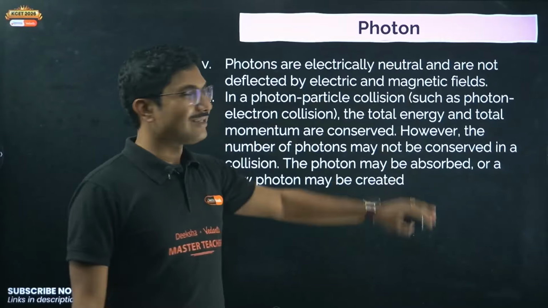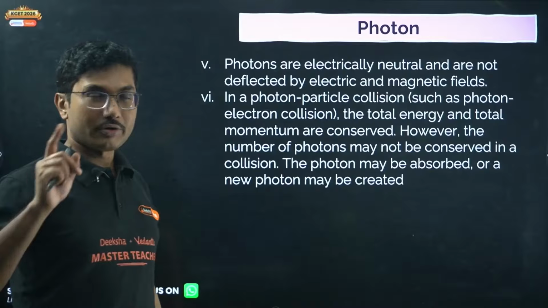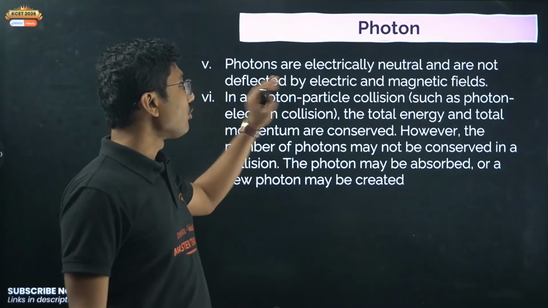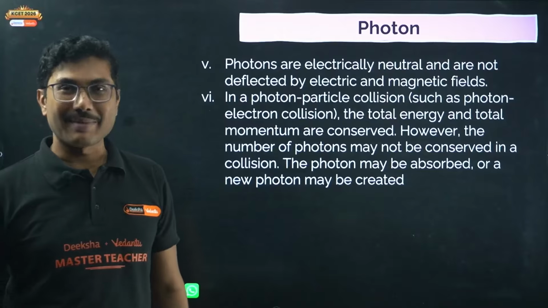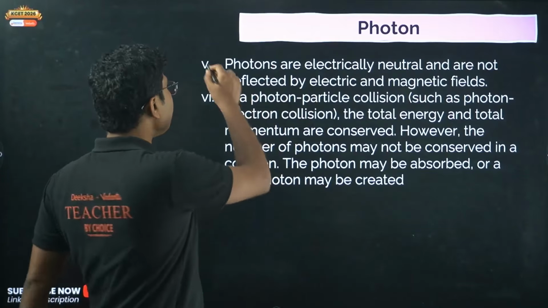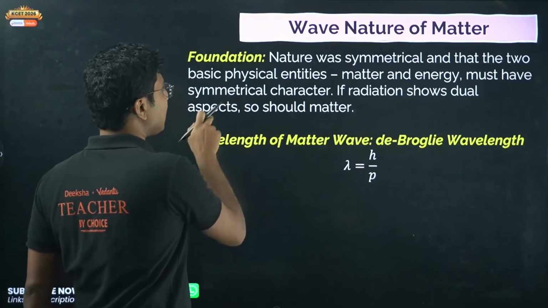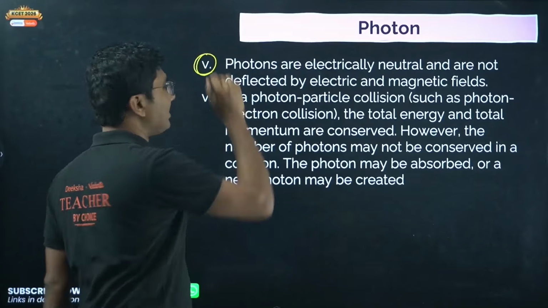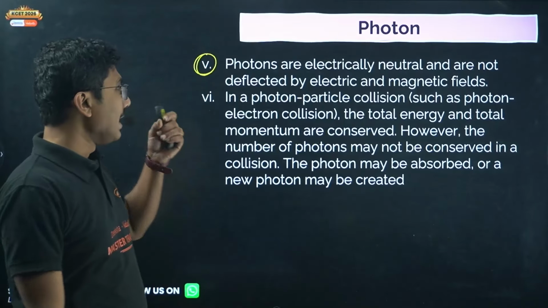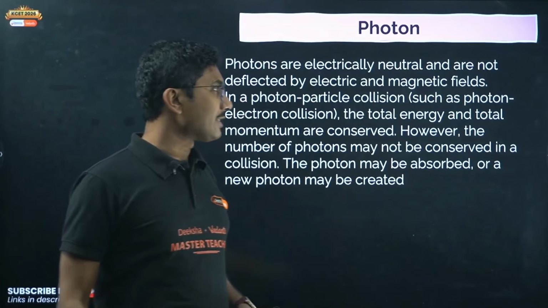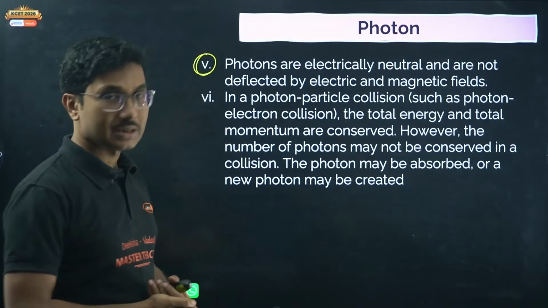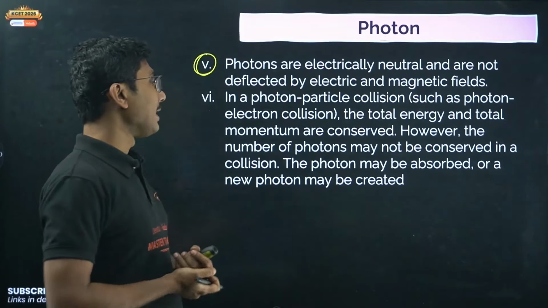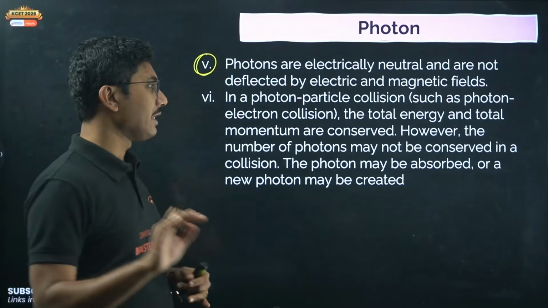Photons are electrically neutral. These are the properties of photons, a very important point to remember. Photons are electrically neutral and are not deflected by electric and magnetic fields. Based on this concept, we have seen some objective MCQ questions in the past. In a photon-particle collision such as photon-electron collision, the total energy and the total momentum are conserved. However, the number of photons may increase or decrease.